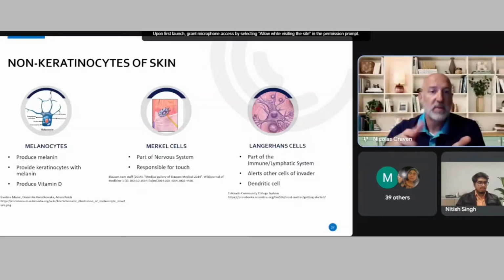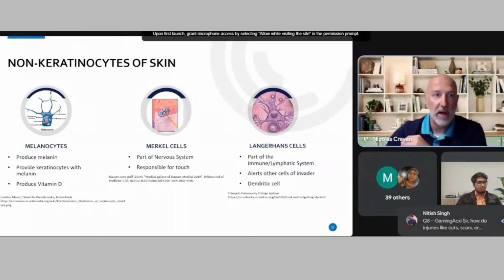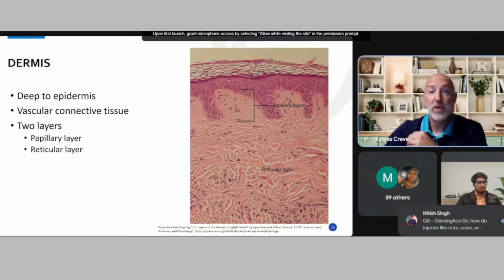Merkel cells, part of the nervous system, I mentioned before, are responsible for touch. They allow us to feel things when we touch with our skin in our hands. And then Langerhans cells are part of the immune or lymphatic system. They help fight off invaders if there's any kind of bacteria or virus or other germs invading the epidermis. These Langerhans cells will seek them out and help protect us. They're also dendritic cells, so you can see how they branch out and can reach other areas. And so they will help protect us from bacteria and other bad things that are trying to get into our body.